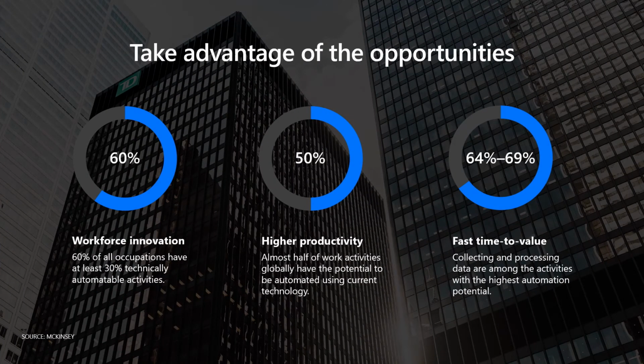How does an organization achieve that 30% saving? It's through a combination of factors. 60% of all jobs have at least 30% of automatable activities. Almost half of work activities have the potential to be automated using current technologies. And there's a huge opportunity in collecting and processing data through automation.